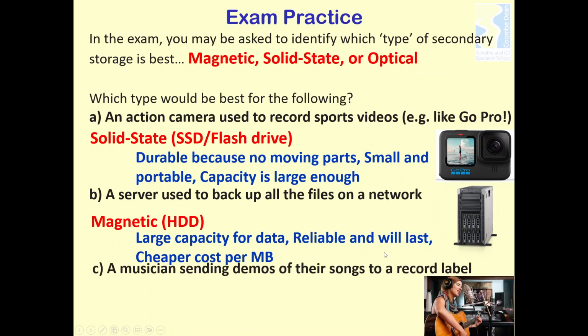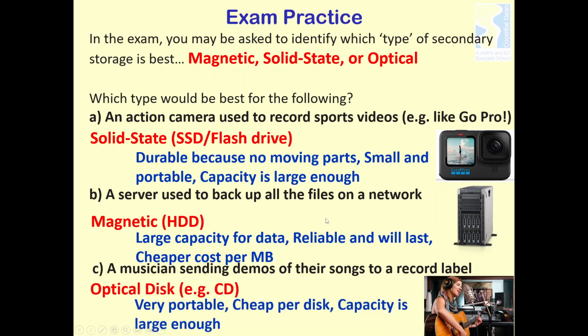And the last one. A musician sending demos of their songs to a record label. Now, yes, these days they probably would send them through the internet, stream them, whatever. But if you had to use one of these three, optical would be best. Why? They're very portable, cheap cost per disk, and capacity is large enough for music, for example. So think about the advantages, think about the keywords, capacity, cost, portability, things like that, and think which of the types would be best for each situation.